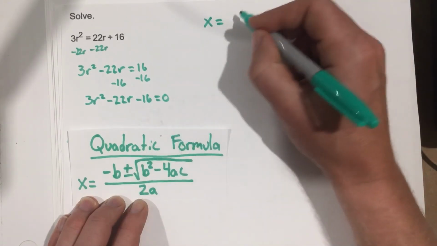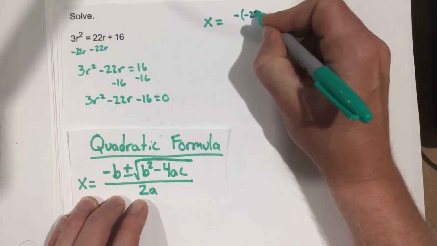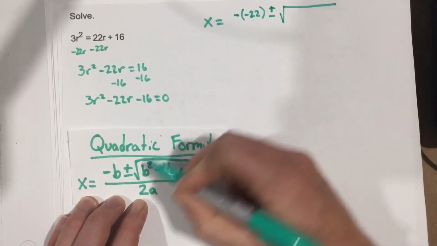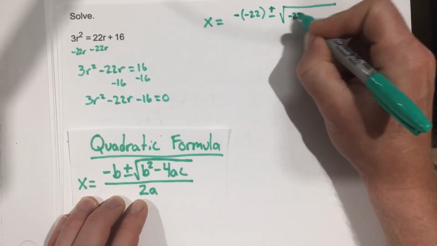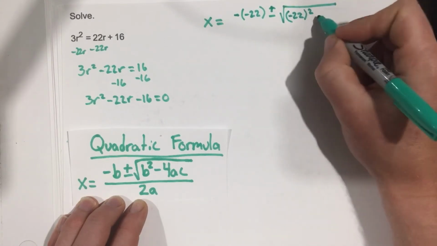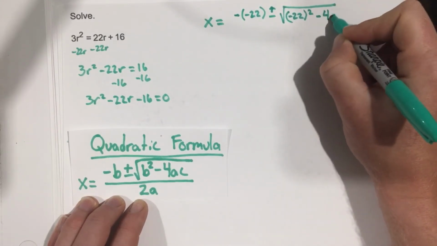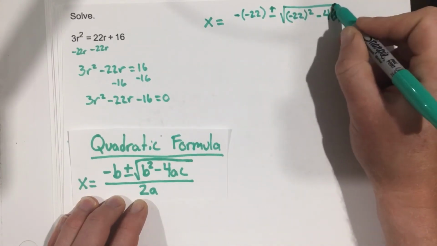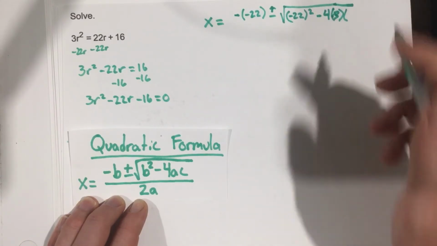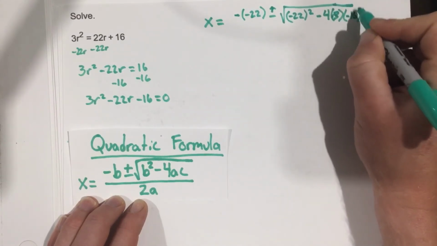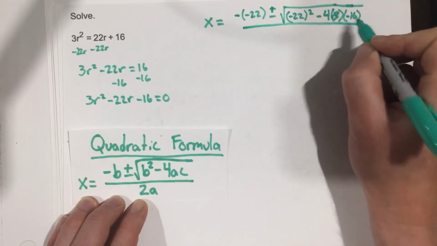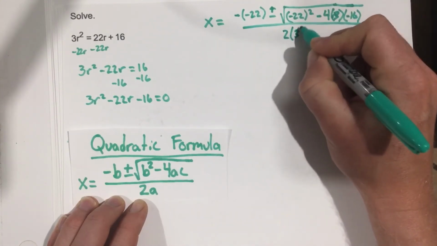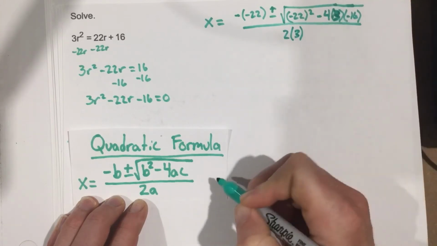So we're starting with negative b. So we say negative negative 22, plus and minus root b squared, which is negative 22 squared, minus 4 times a, which is 3, times c, which is negative 16, all over 2 times a, which is 2 times 3. I know this 3 is a terrible looking 3, but that's a 3 there.